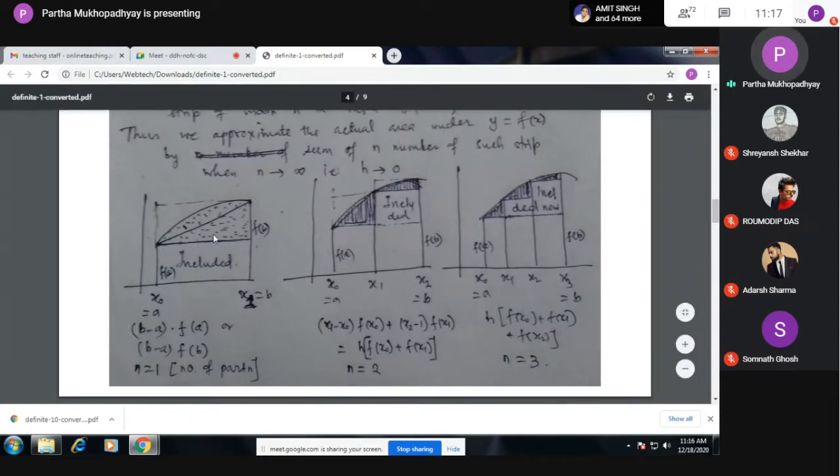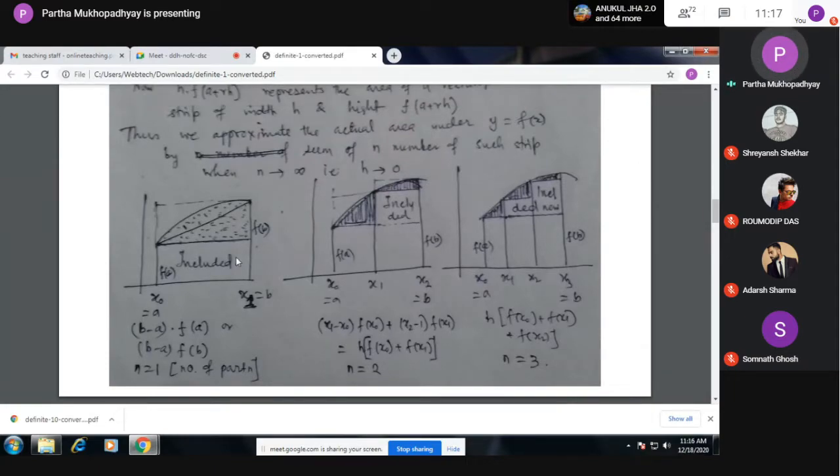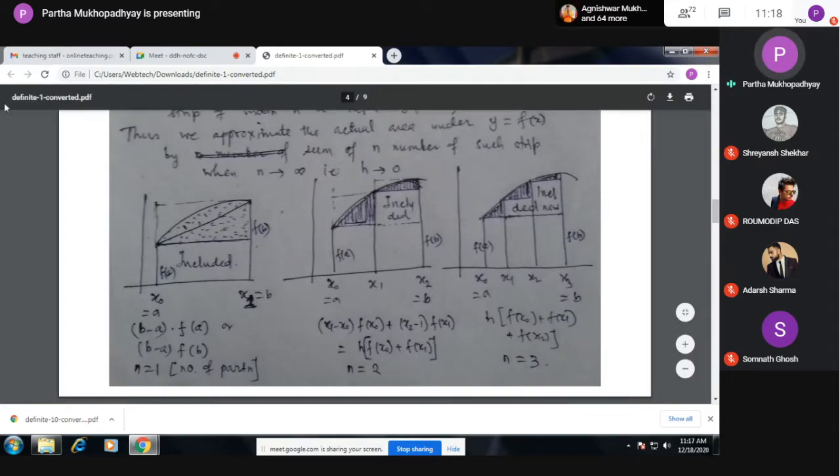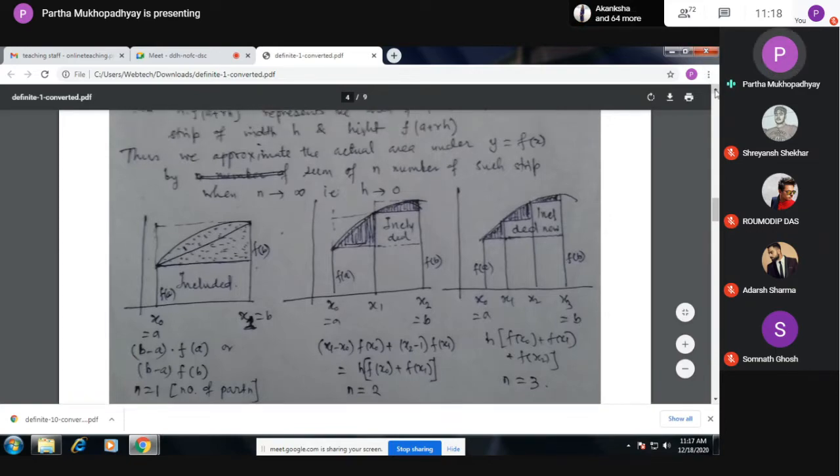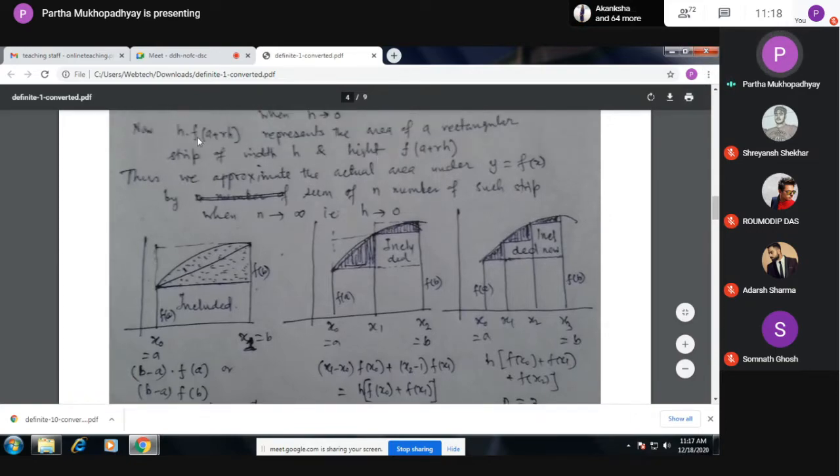So actually, what does this sum of the rectangle strips mean? They mean actually the area under the curve y equal to f(x) in the plane. Okay, this is the interpretation, because this is the sum of the areas of all the rectangular strips. So this is a typical area of the rth strip: h into f(a plus rh).